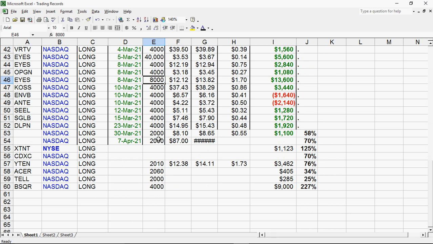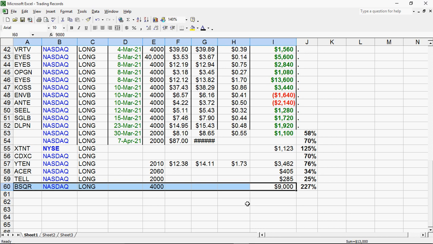I need to finish filling out these because I just traded these. I have to fill them out. I just did this trade. Oh my goodness, look at this. 9,000. You know why too? It was a high percent gainer.